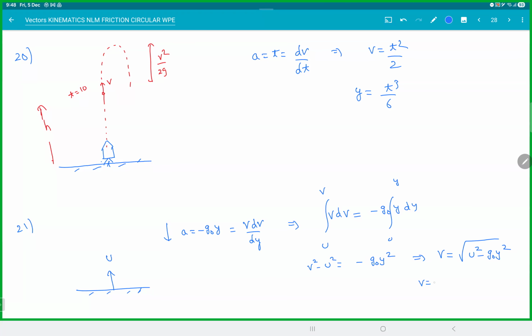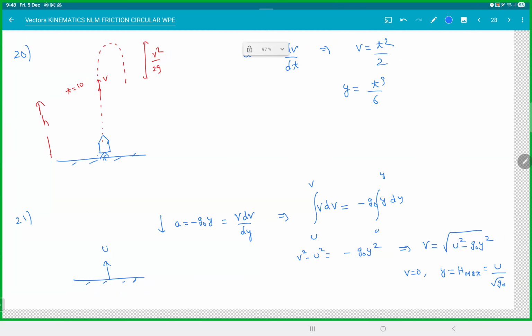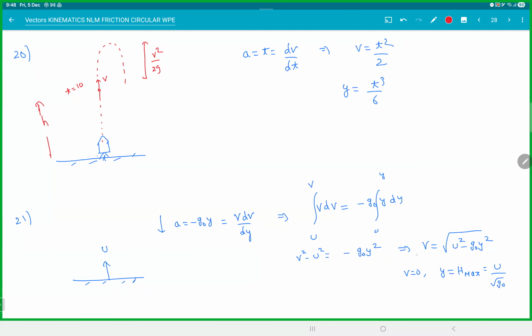If you put v is equal to 0, y will be H max, which is u by root g naught. That's your H max. If you want time of flight, then you have to integrate more. That will be dy by root over u square minus g naught y square is equal to dt. The limits will go from 0 to H max and 0 to T. This thing will come in terms of sine inverse x by a integration. So you can handle that, I'll leave it to you. You will get an answer in terms of pi by 2. Clear?